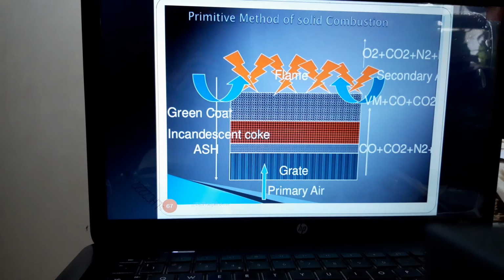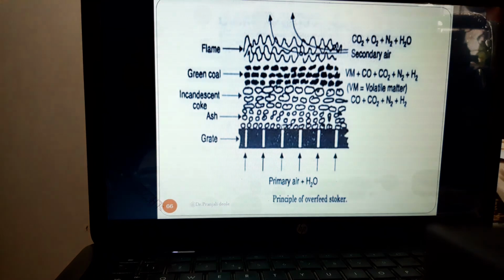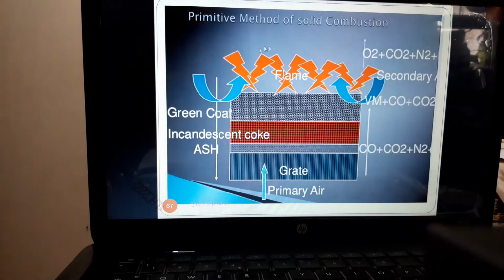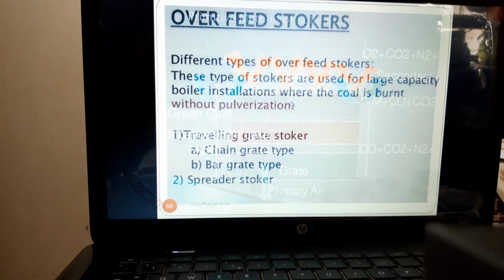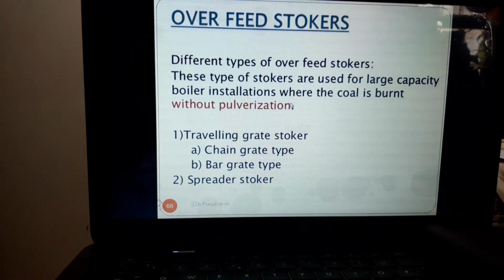Now this is a clearer picture of what we have seen. It is shown with different colors. This is the grate and the primary supply of air, then incandescent coke, green coal, and these other flames.